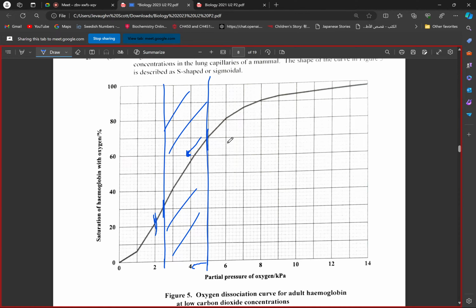Any other ideas? So that's the interpretation of the curve. Now, why is this important?